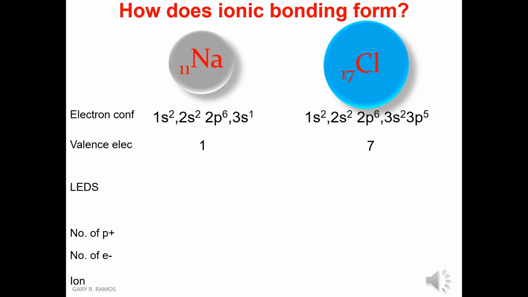The valence electron of sodium is 1 since there is only one electron located at the outermost shell, while the valence electron of chlorine is 7. This is because there are 7 electrons located at the outermost shell.